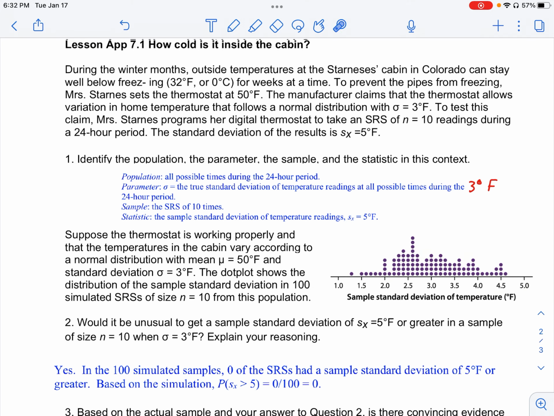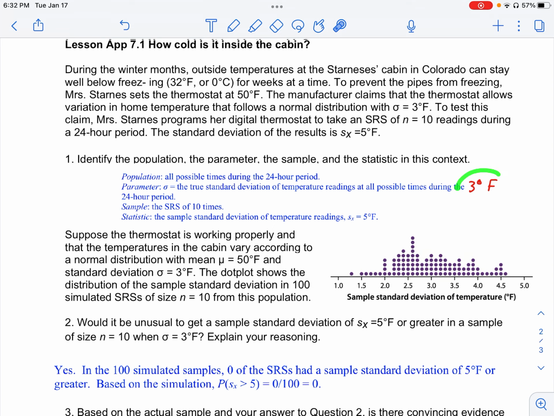The sample, what was the actual sample? They took 10 random times, a snapshot, 10 random readings. That is your sample. The statistic is what were the sample's results? That was right here. Remember, S for statistic, right? All the readings came back with a standard deviation of 5.